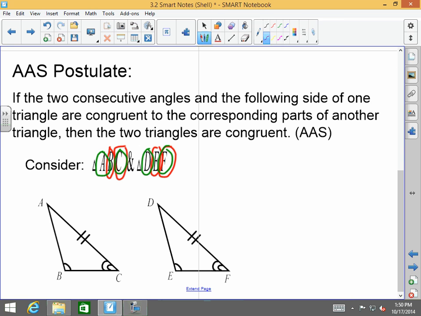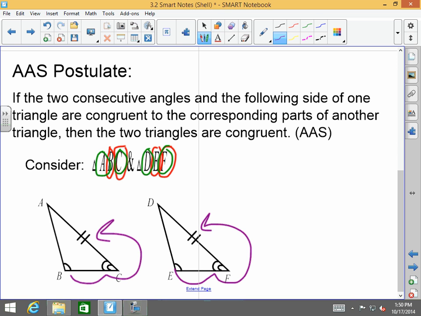We're going in a counterclockwise manner in this case. I'm going angle, angle, side. Angle, angle, side. Yes, sir, you have a question.